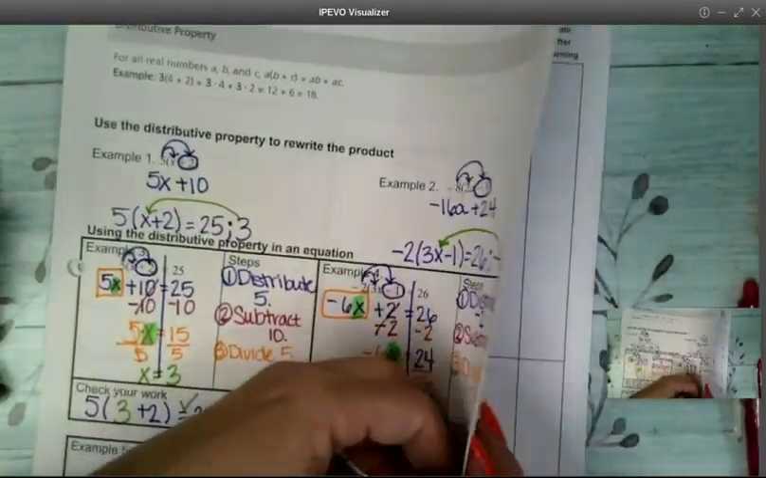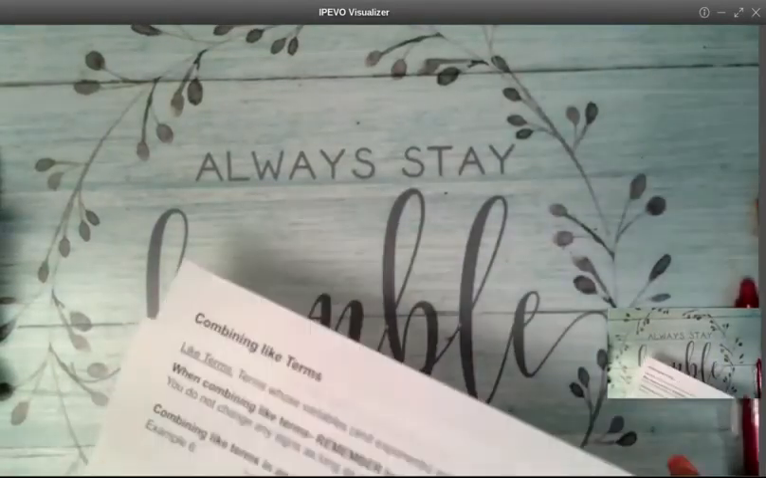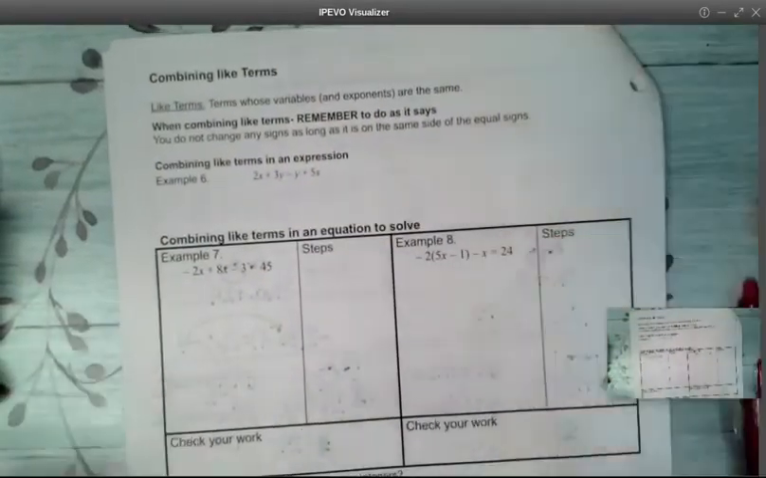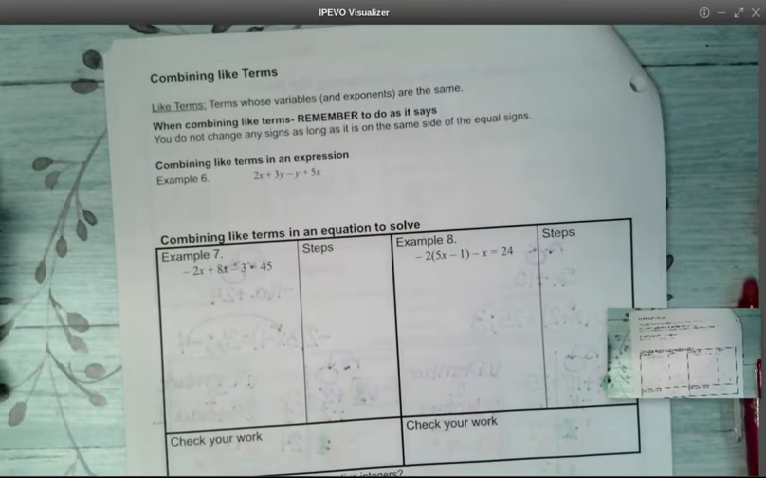That's the distributive property. Now we're going to talk about combining like terms. Like terms, remember, are terms whose variables and exponents are the same.